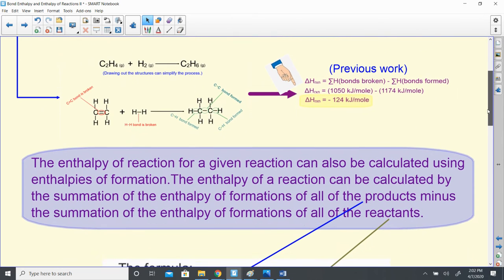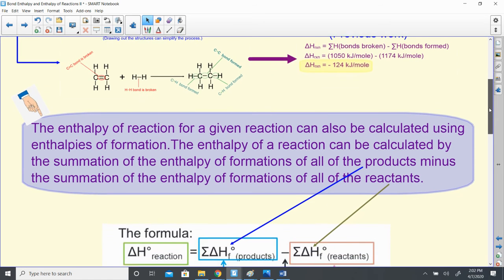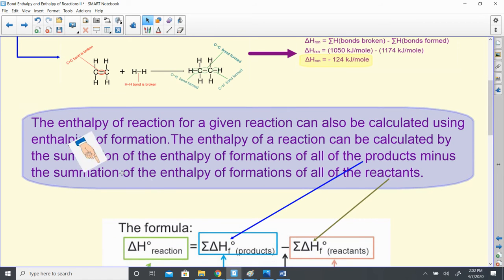But here's the new stuff. The enthalpy of reaction for a given reaction can also be calculated using enthalpies of formation. The enthalpy of the reaction can be calculated by the summation of the enthalpy of formation of the products minus the summation of the enthalpy of formation of the reactants. We talked about this earlier in the year. Oftentimes in chemistry, it is products minus reactants. So we can calculate the enthalpy of a reaction by using the table of enthalpies of formation, summing all the products, and subtracting from that the enthalpies of formation of all of the reactants.